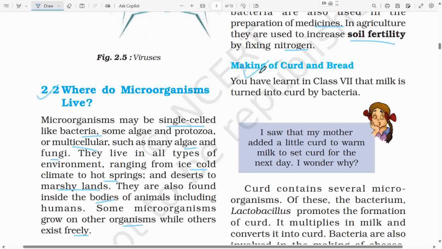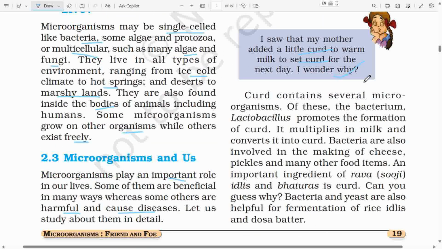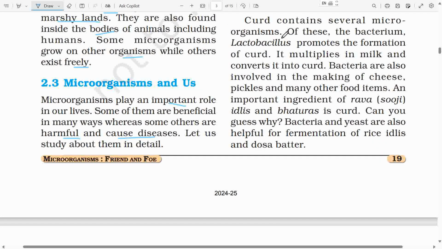Making of curd and bread. You have learnt in class 7 that milk is turned into curd by bacteria. Paheli remembers, I saw that my mother added a little curd to warm milk to set curd for the next day. I wonder why. Curd contains several microorganisms. Of these, the bacterium Lactobacillus promotes the formation of curd. It multiplies in milk and converts it into curd.